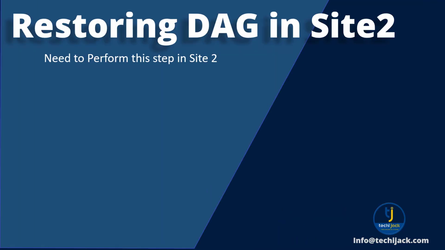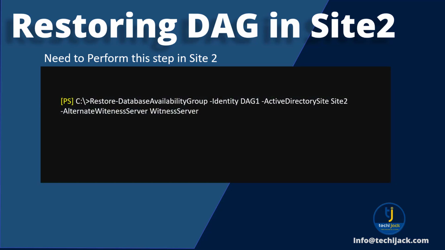Now we can restore the database availability group in the site 2 data center. In order to do that, we will run this command, Restore-DatabaseAvailabilityGroup -Identity DAG1. In our case, the Active Directory site is site 2 and the alternate witness server, the name of the witness server here, is witness server. Now the alternate witness server will be used from site 2. And if the DAG is already configured with the alternate witness server in site 2, then you don't need to specify the witness server option during the restore of the database availability group.